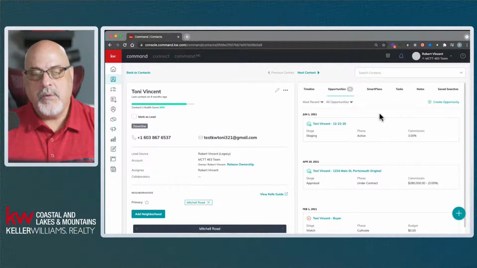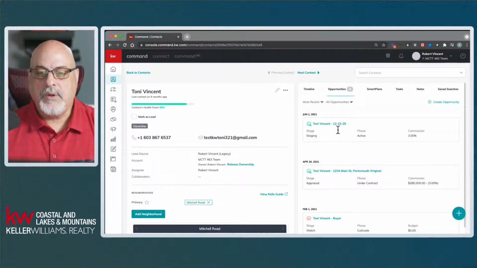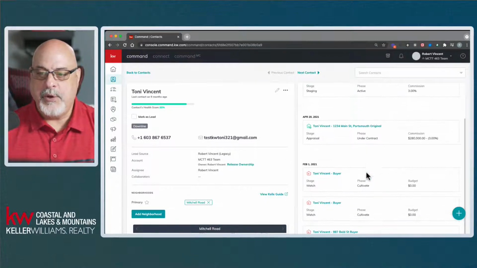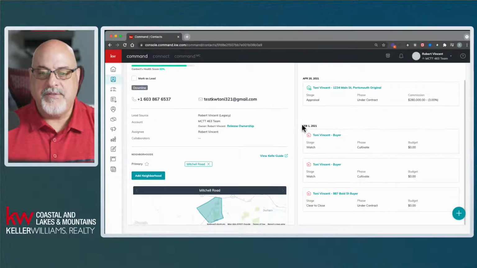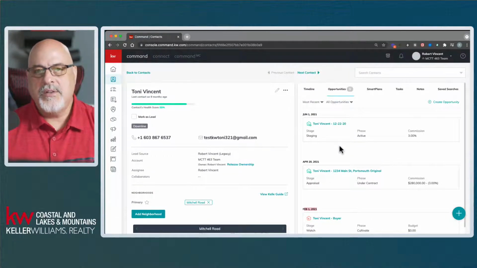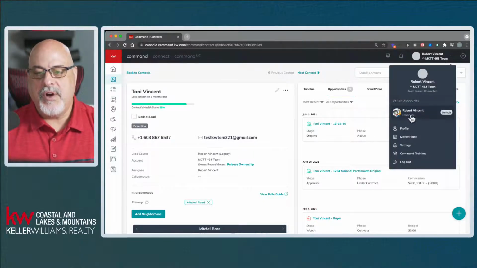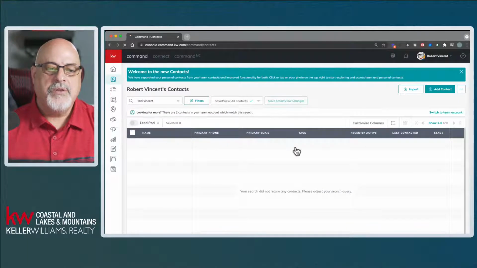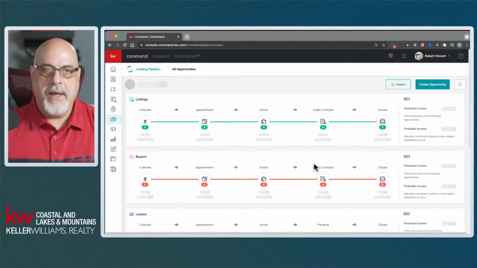Okay, so now in looking at this, I can actually see by date, June 1st. That's the most recent one. And then it goes back in time, all the way back to February 1st for this particular opportunity, or for this contact. So now I can see the same thing. I can see the information about these opportunities by date, but I ended up having to go back to the contact to do it.